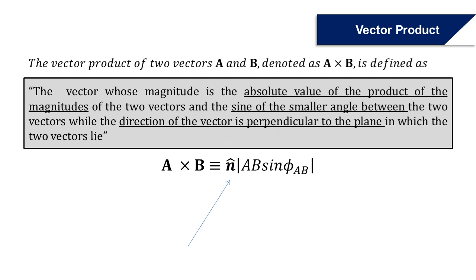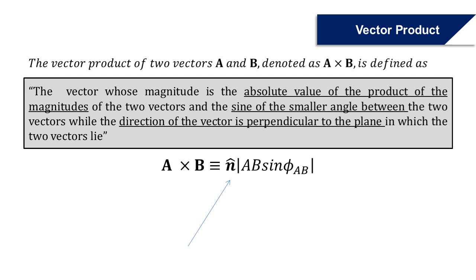So sabi dyan, it is multiplied to the absolute value nung product ng kanilang magnitudes, that's A and B, and the sine of the smaller angle between the two vectors. So dun sa dot product, kung maaalala ninyo, ang ginagamit naman natin doon ay yung cosine nung angle, smaller angle between the two vectors. So dito naman sa vector product, sine naman ang ginagamit natin.